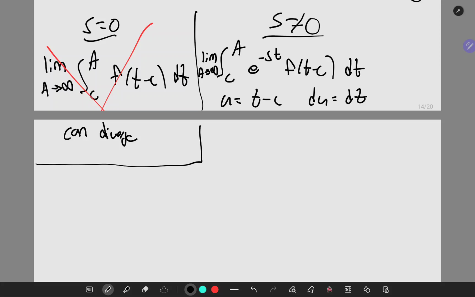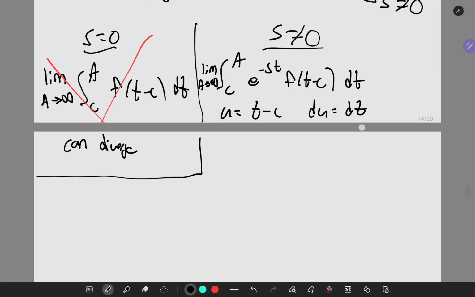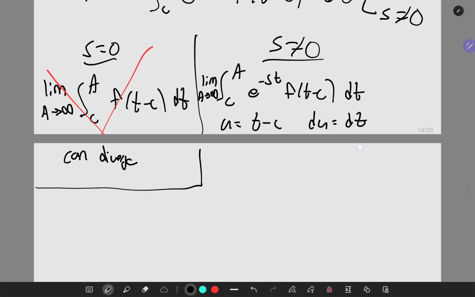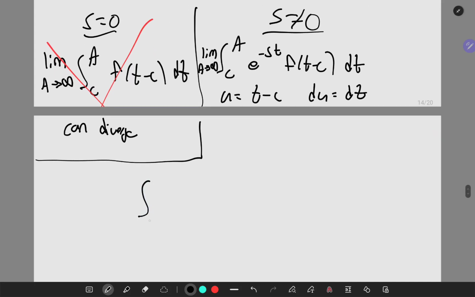I'm going to rewrite the bounds. So if we want to remember how to rewrite bounds, if I want to rearrange this in terms of du, right? Because if I want to do this in terms of du, I should change the bounds.